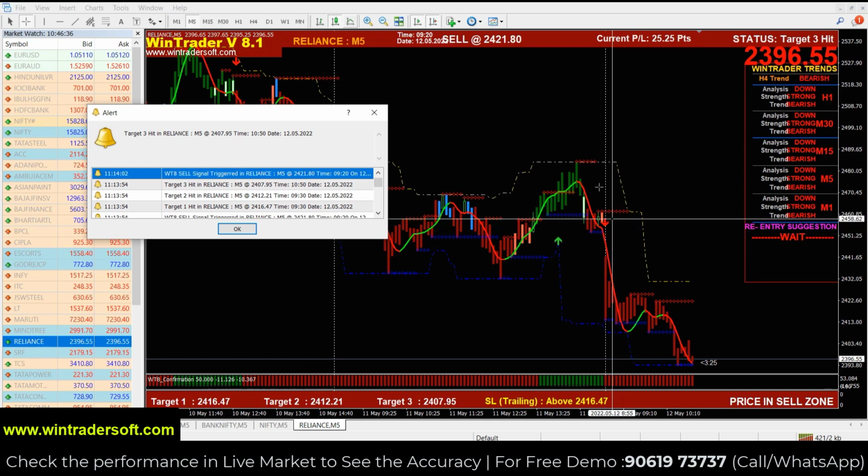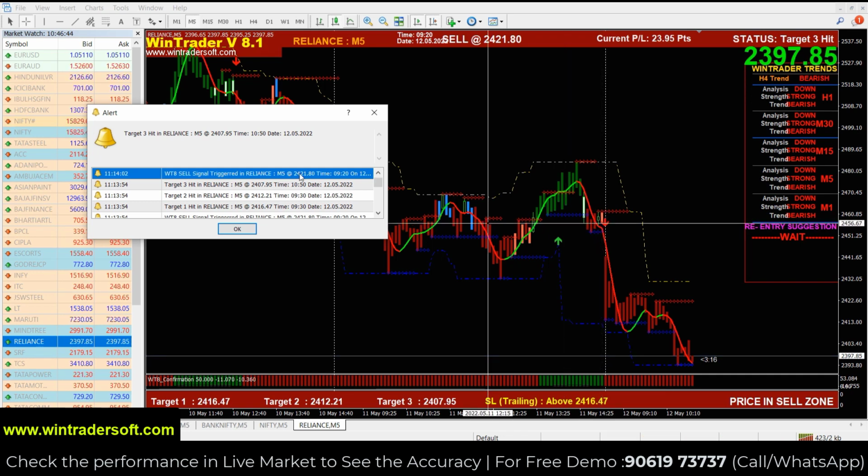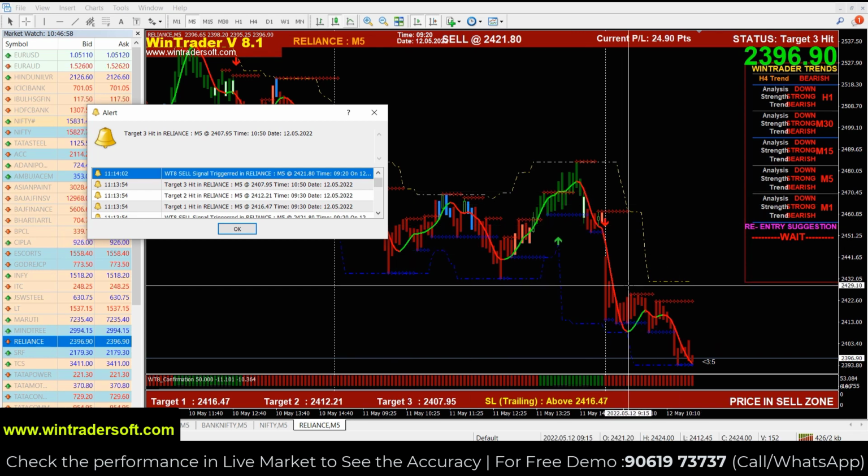You can see this white vertical line, that is a daybreak line. In today's market we got a first sell signal around 2400. You can see the price displayed in the alert message: WT8 sell signal triggered in Reliance 5 minute at 2421.80, and the time is 9:20. So at 9:20 we got that sell signal, and currently the same signal is continuing.